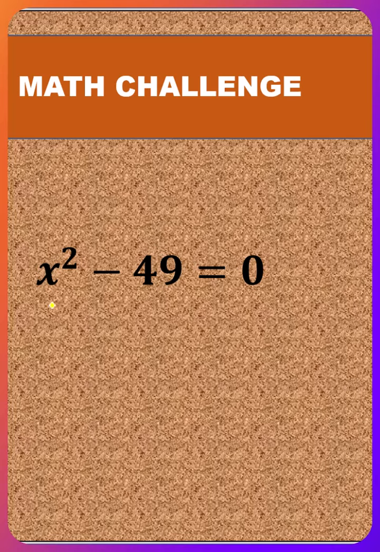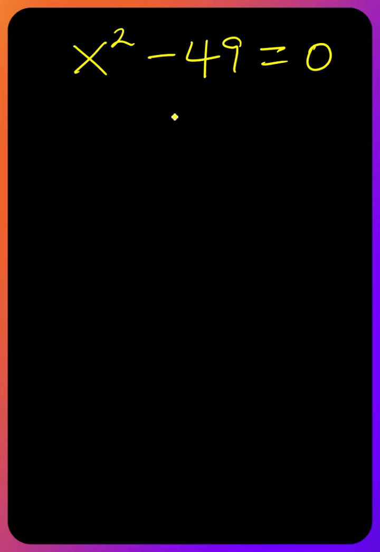How do we solve for x here? Given x squared minus 49 equals 0. All right, so we have two ways of solving this. We can choose to send this one to this side and take the square root on both sides, or we can express this one as a difference of two squares, which will be x squared minus 7 squared, which is 49.